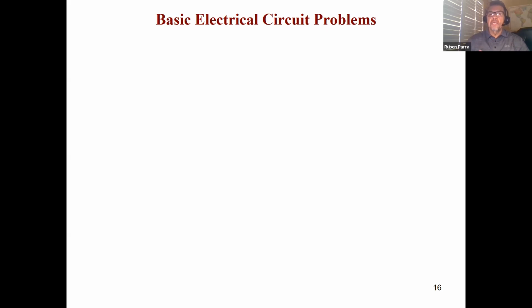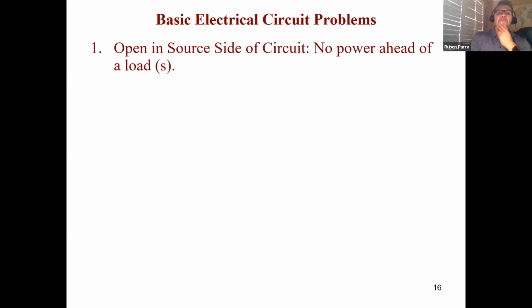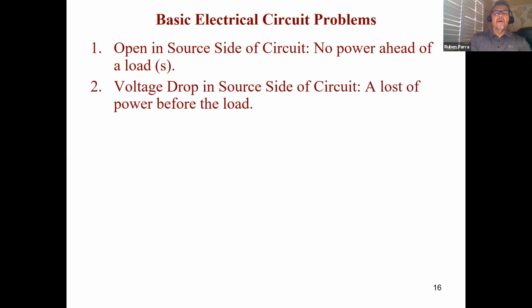Power, ground, load, right? That's how we typically do our diagnosis in electrical, okay? Anyways, moving on. So what are the problems? We can have an open on the source side of the circuit. So again, no power, right? There it is. We can have a voltage drop on the source side. In other words, not enough power, okay? So we can have no power or we can have not enough power, okay?